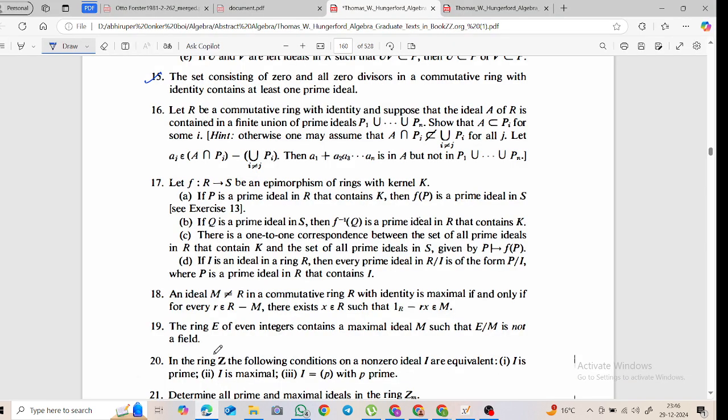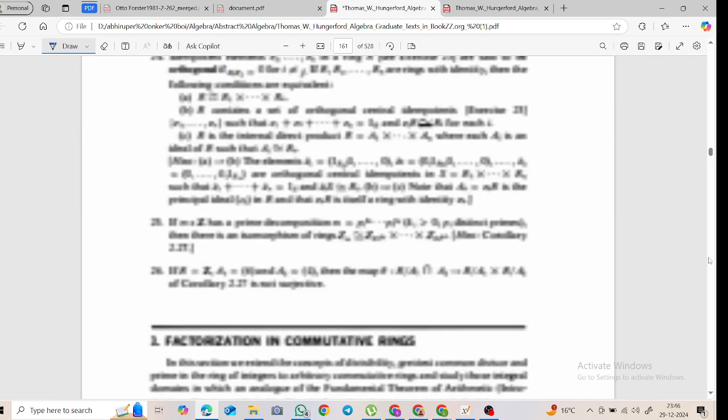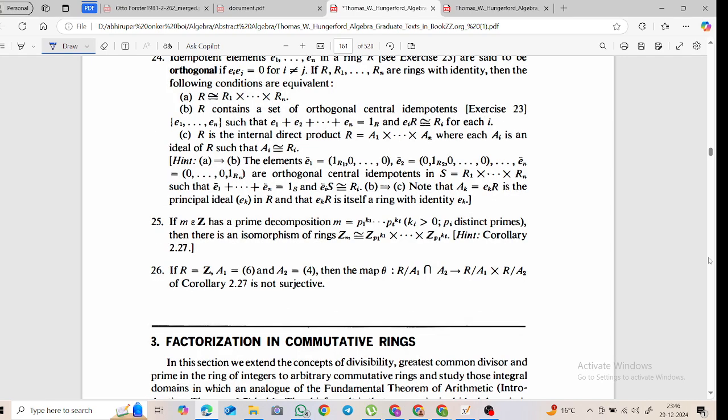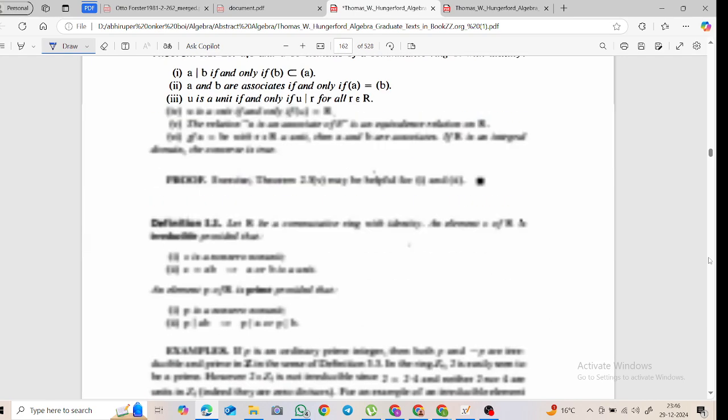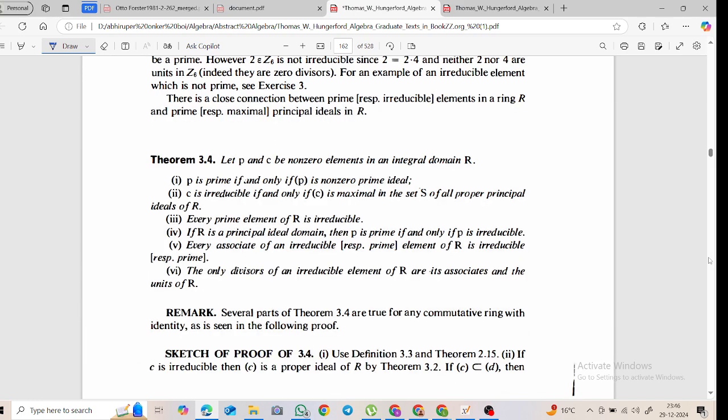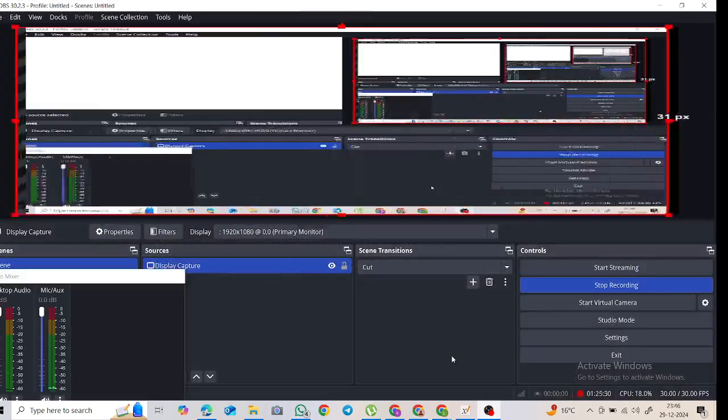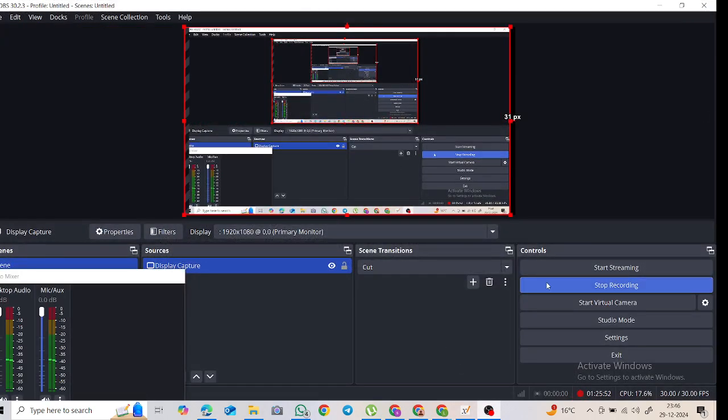Okay, so we will conclude today's class here. Let's try the next exercises in the next class, but we will have to complete it by the next class, because then we will go to factorization of rings. Okay, that's it for today.